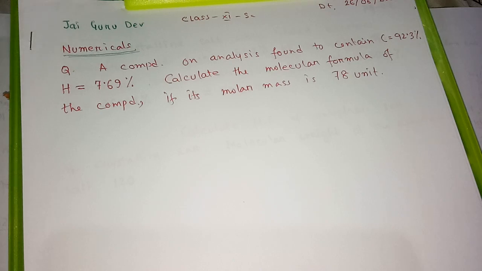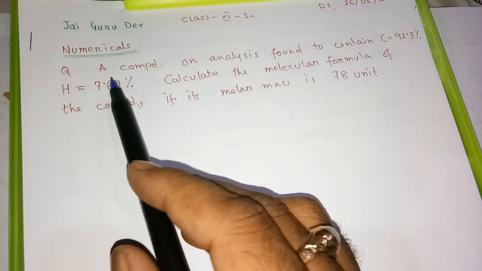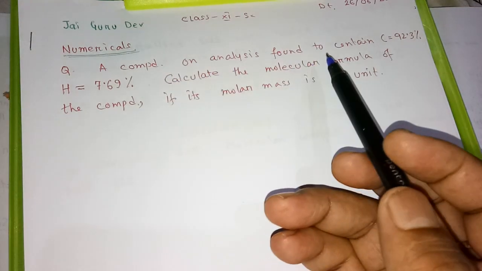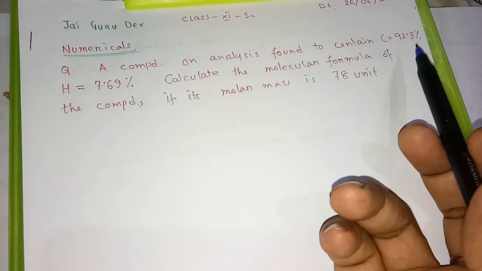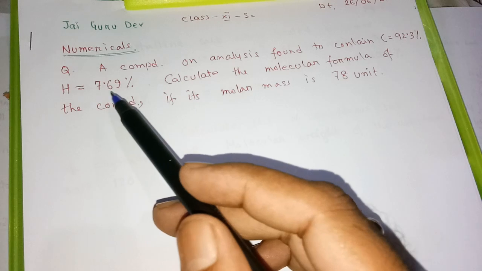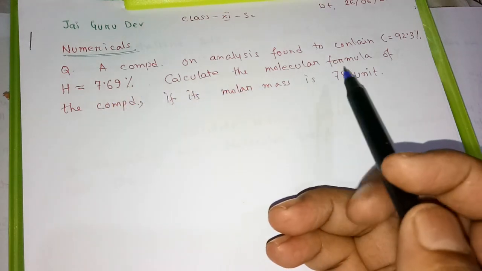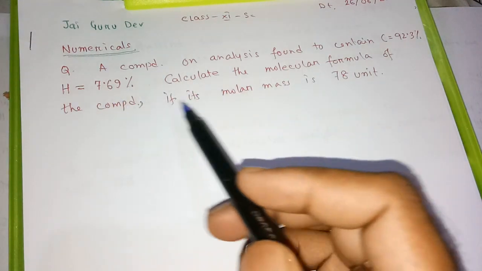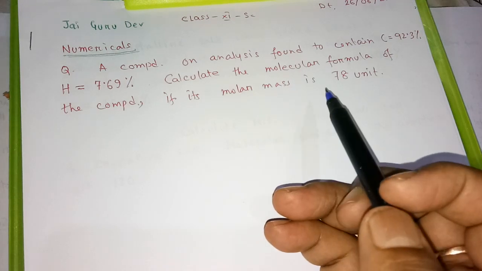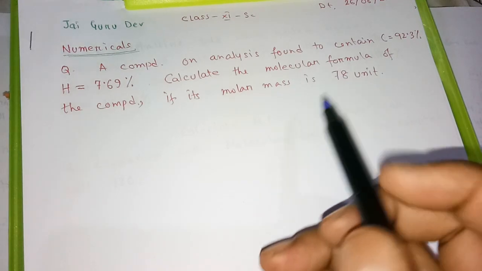Today students we will do some more numericals based on your empirical formula and molecular formula. So the first question that we are going to take: a compound on analysis was found to contain carbon 92.3%, hydrogen 7.69%. Calculate the molecular formula of the compound if its molar mass is 78 unit.